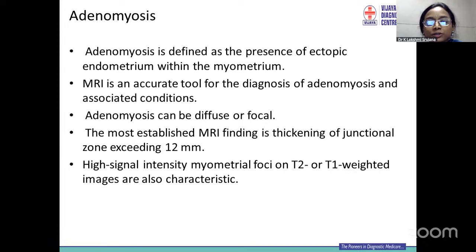Coming to adenomyosis, it is the presence of ectopic endometrium within the myometrium, and MRI is the gold standard. It can be either diffuse or focal, and the most established MR finding is thickening of the junctional zone exceeding more than 12 mm. We find high intensity myometrial foci on T2 and T1 within the thickened junctional zone.